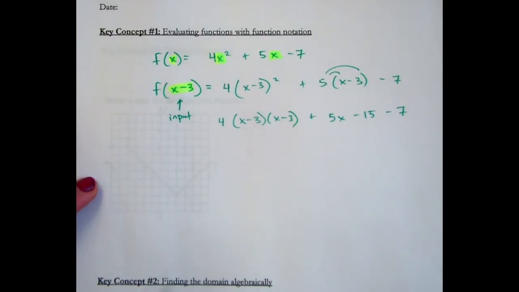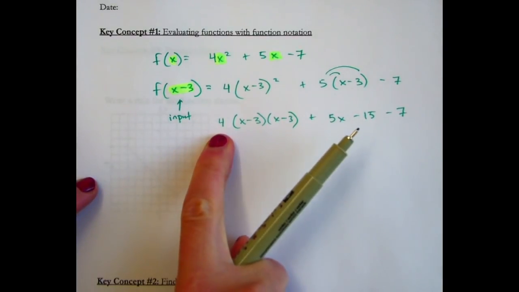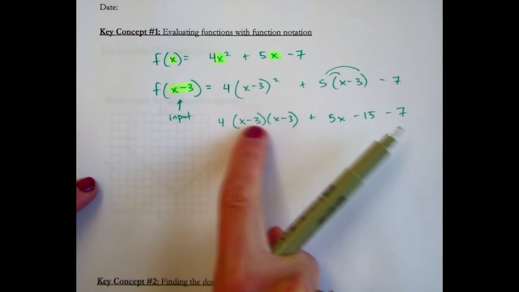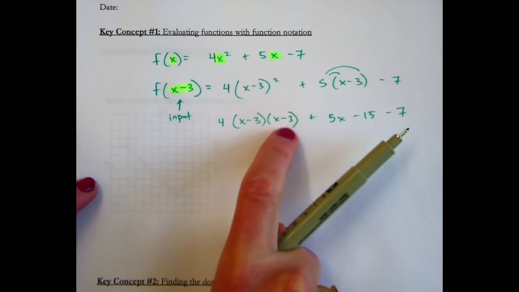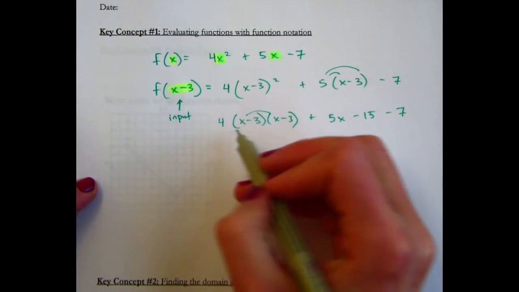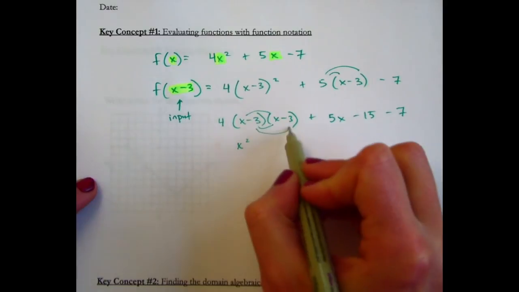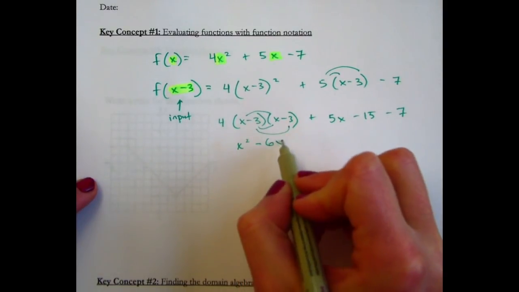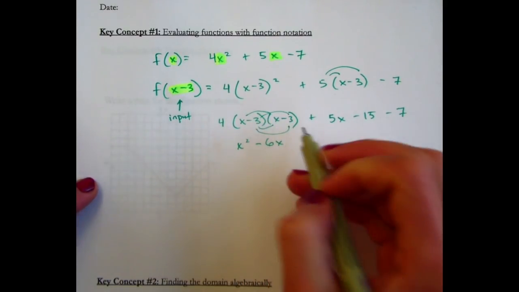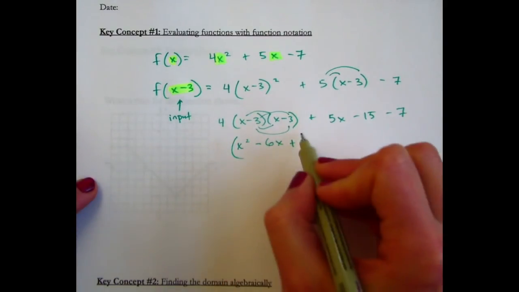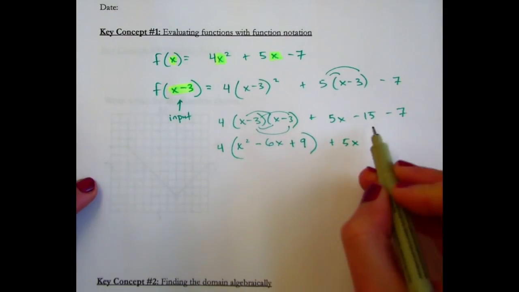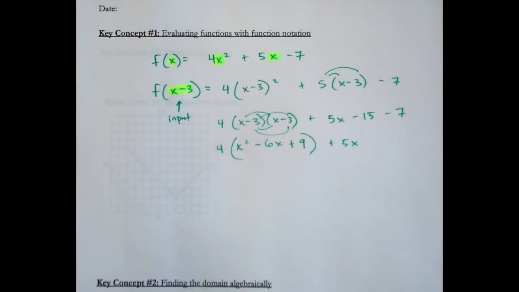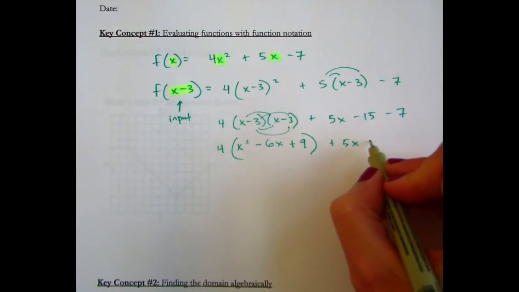Okay, now I'm not going to distribute this coefficient of 4 until I fully distribute out the product of 2 binomials. So this is going to be x squared minus 3x, minus 3x is minus 6x, and then negative 3 times negative 3 is positive 9. All of that is going to be multiplied by 4, plus 5x, and then I can combine my like terms here. Negative 15 minus 7 is negative 22, I believe.